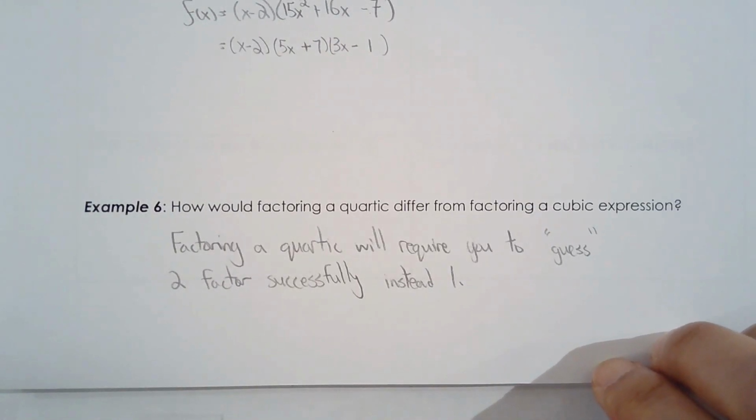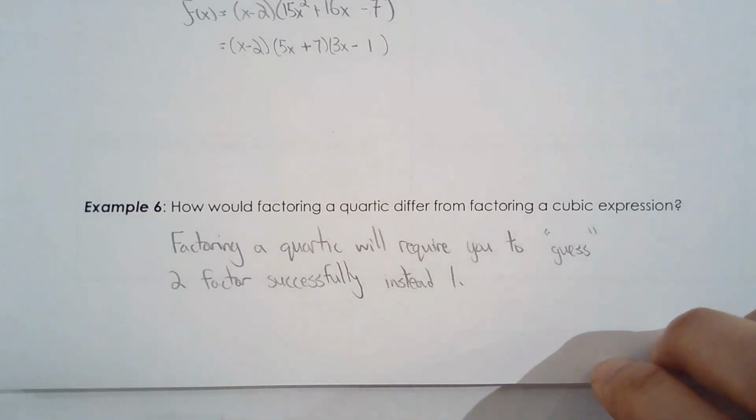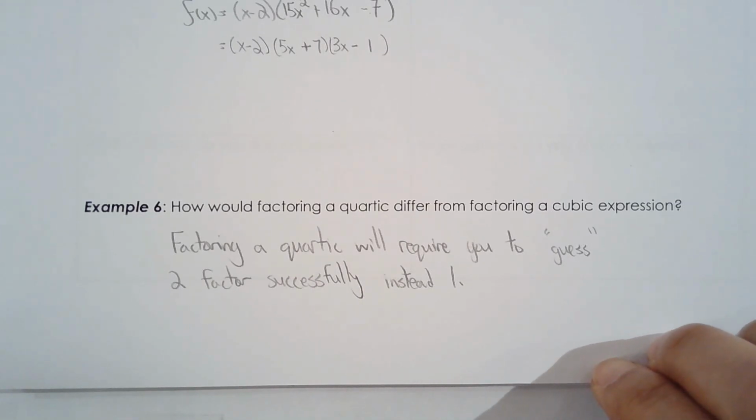So factoring a quartic or a quintic or any degree higher is just more work, but the strategy would remain the same. Ultimately, once you have the rational zero theorem and the integral zero theorem, you're ready to factor a polynomial of any degree. It might be more work, but you can do it.